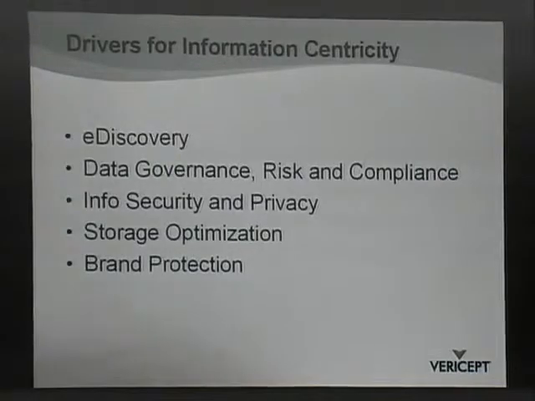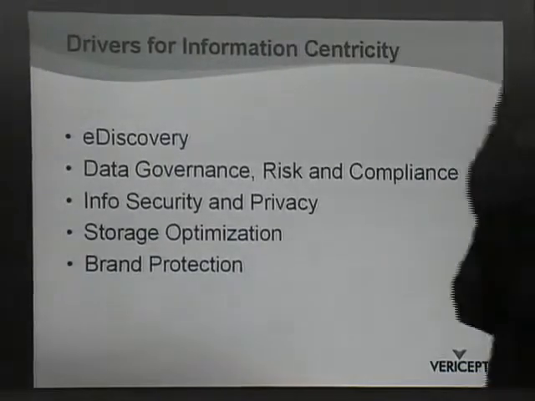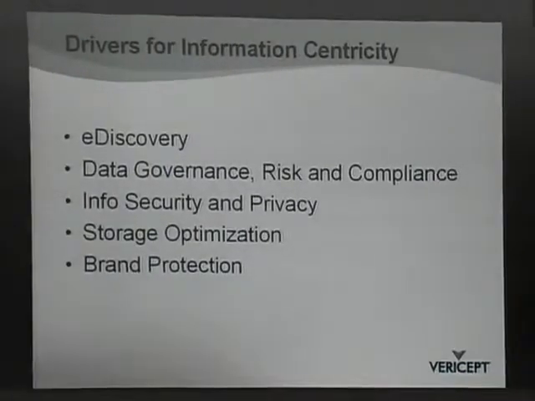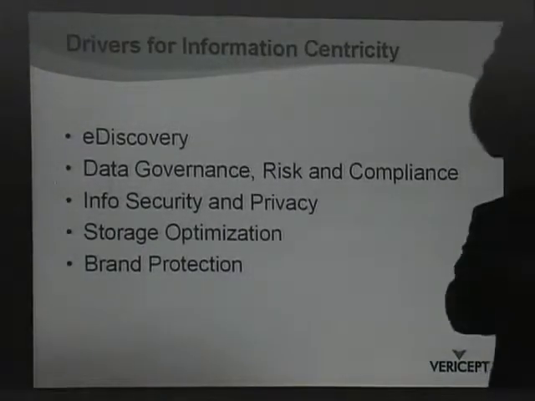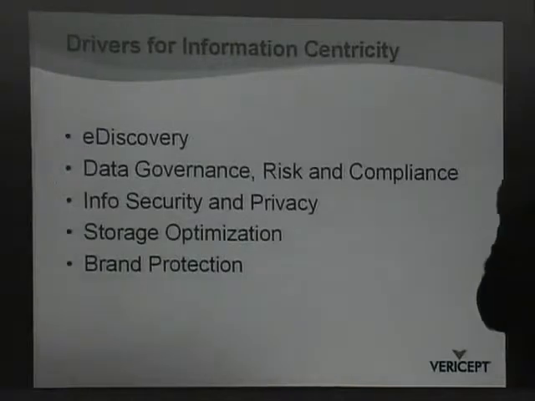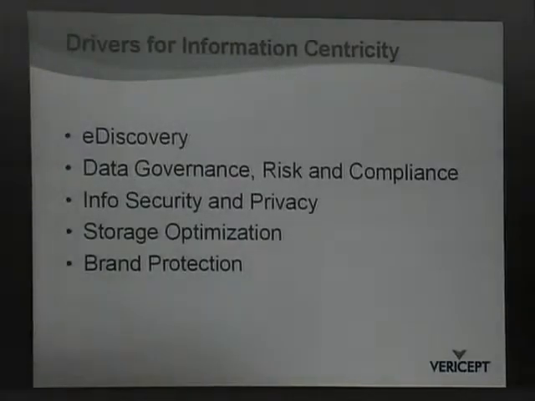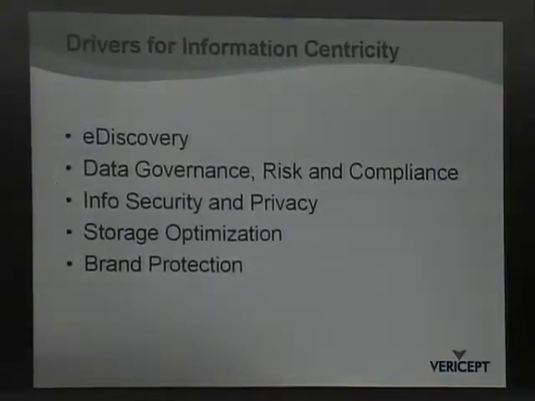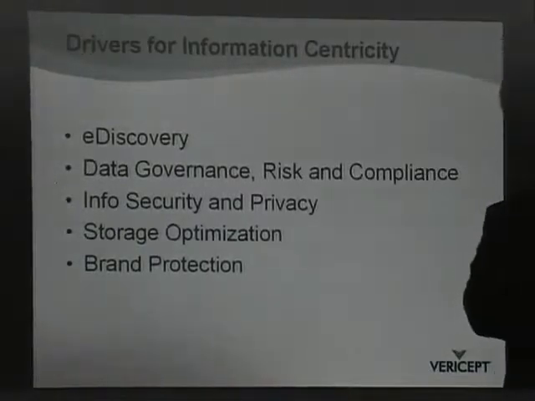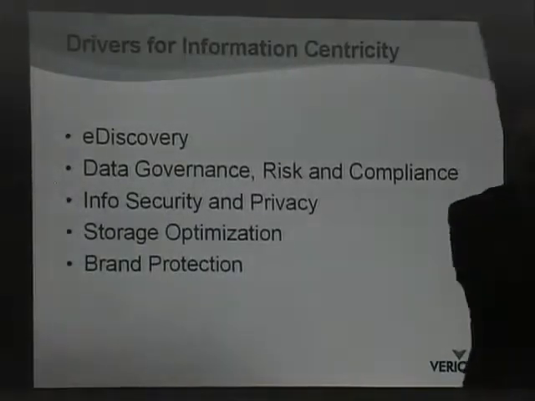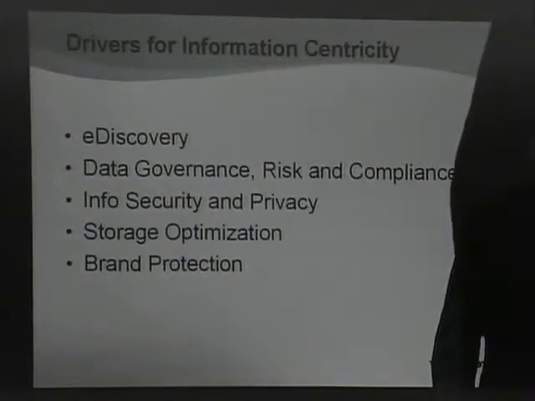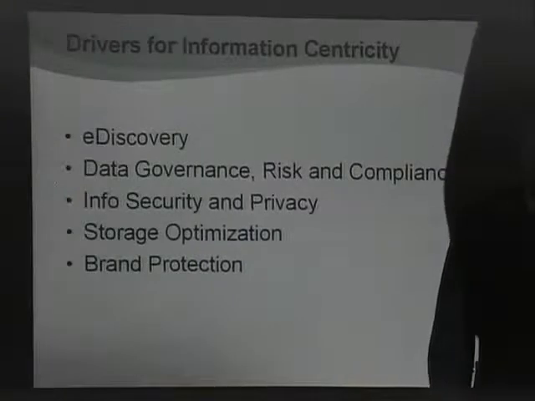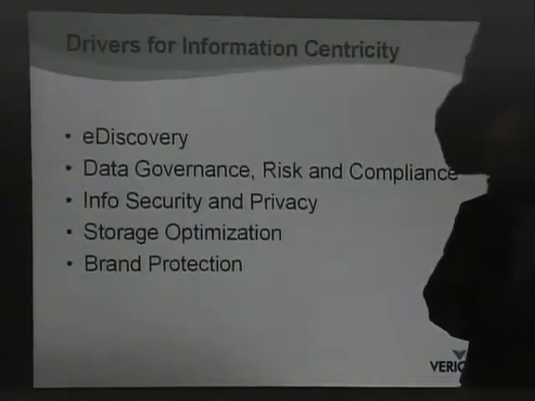There are five bullets on the screen: e-discovery, data governance, info security, storage optimization, brand protection. All things that, as IT security professionals, you have probably come into contact with. E-discovery: somebody from Google shows up at your doorstep and says, "I need to find everything that looks like this, and I need it now. And when you find it for me, you need to make sure that no one can access it anymore. And I need to know where it all is, and you can't miss any of it."